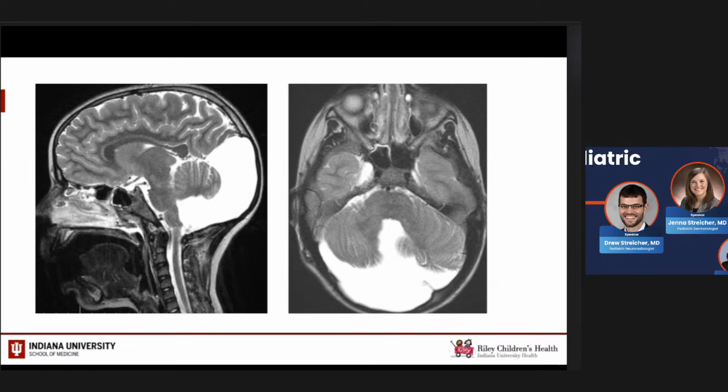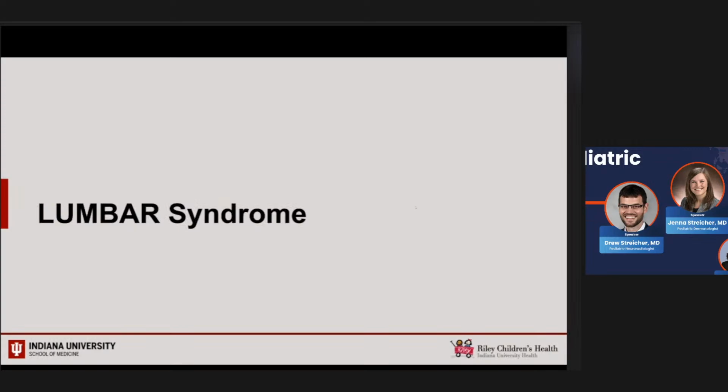We've got torcular lambdoid inversion, so features of Dandy-Walker, which would be another posterior fossa anomaly that you can see with PHACE syndrome. So there are some major and minor diagnostic criteria, and that's all published online. It's kind of beyond the scope, but it's not a bad idea to take a look at that.